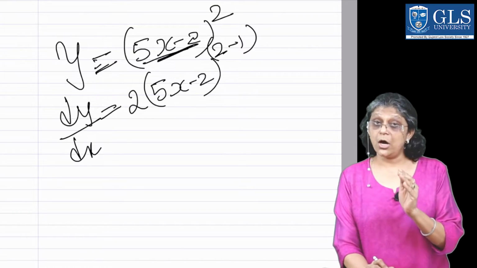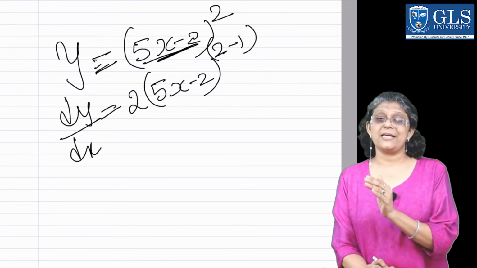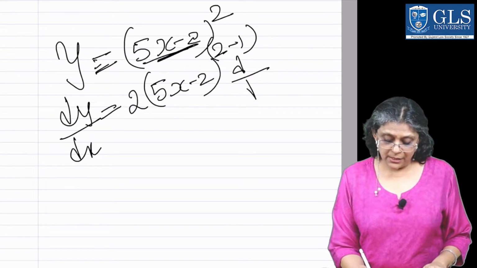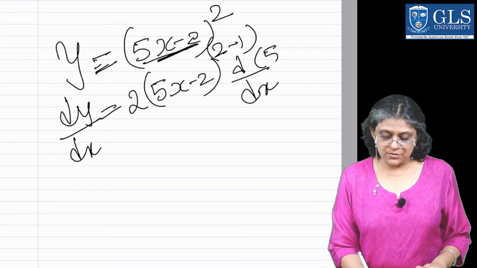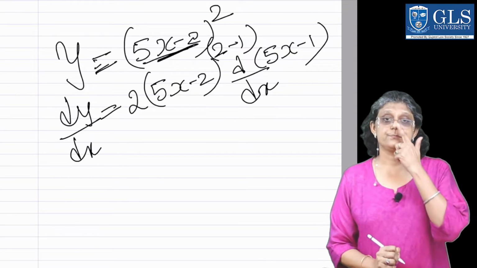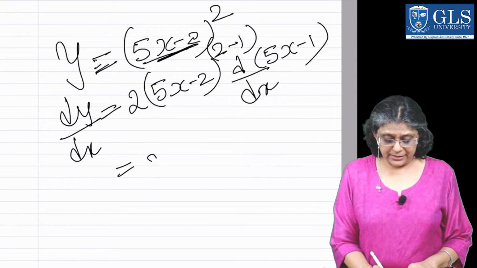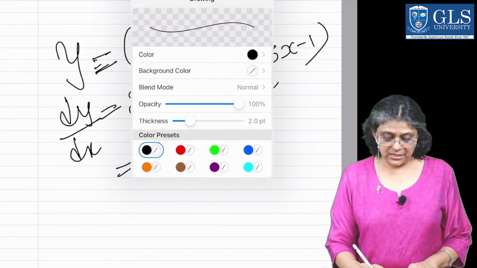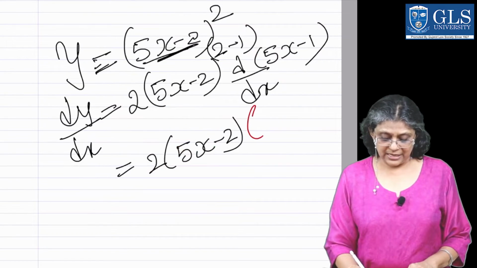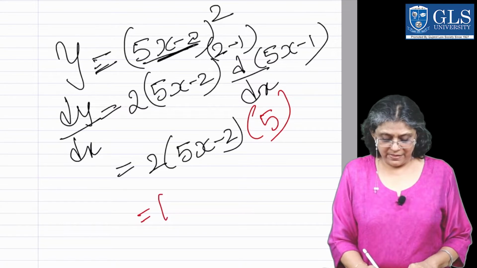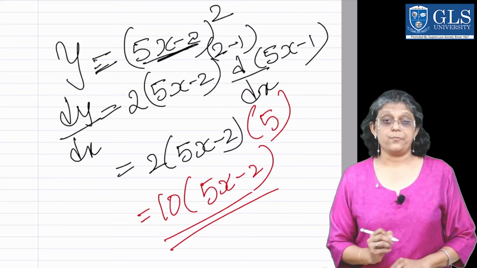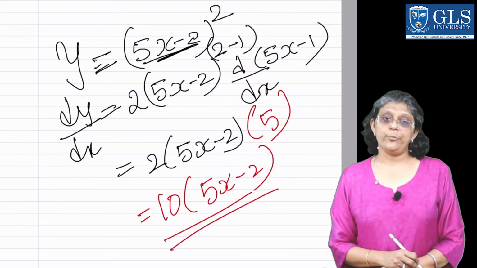No, it is not x, but similar to x in terms of addition and subtraction. So again, I need to derive this 5x minus 1. And so what I'll get here is 2 into 5x minus 2, और इसका जो डेरिवेटिव का आंसर आएगा वो 5 होगा, and that is why my answer is 5x minus 2. I hope you are clear.